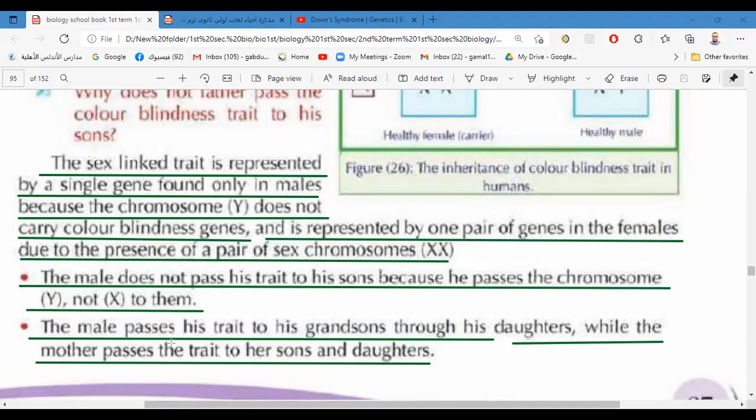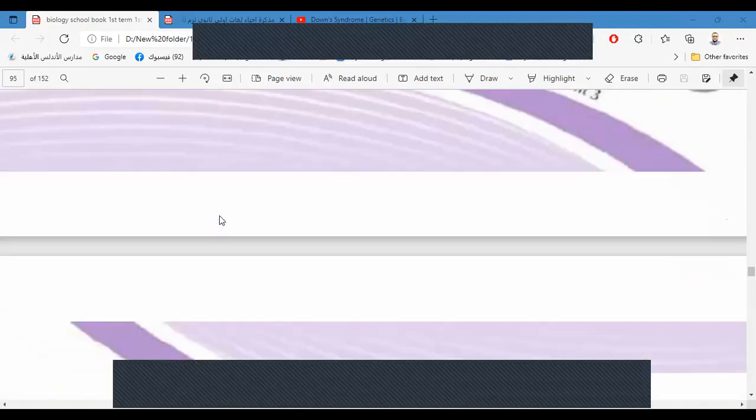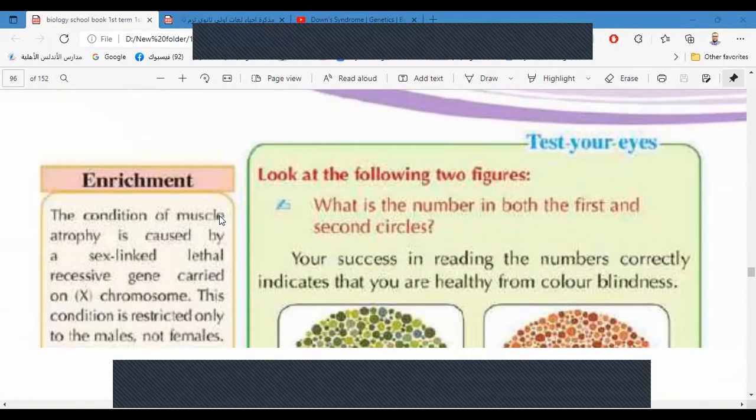And the mother passes the trait to her sons and daughters. If the mother is sick, with two small c, her daughters and sons may have these genes and may have this disease from the mother. So finally, we get to the end of this sex-linked trait.